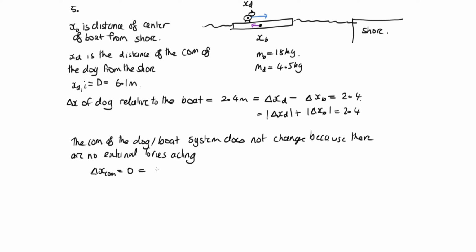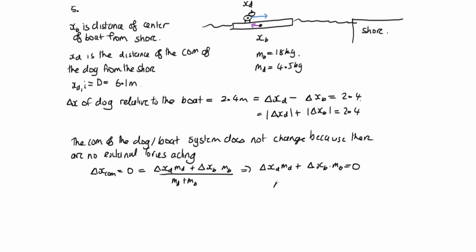the change in the center of mass is equal to the change in the center of mass of the dog times the mass of the dog plus the change in the center of mass of the boat times the mass of the boat, over the mass of the dog plus the mass of the boat. Looking at this equation, we can multiply both sides by the mass of the dog plus the mass of the boat. And this tells us that the change in the center of mass of the dog times the mass of the dog plus the change in center of mass of the boat times the mass of the boat is equal to 0.